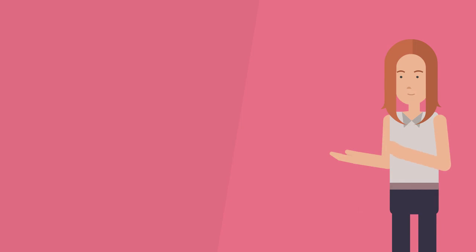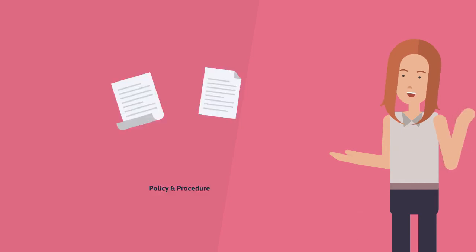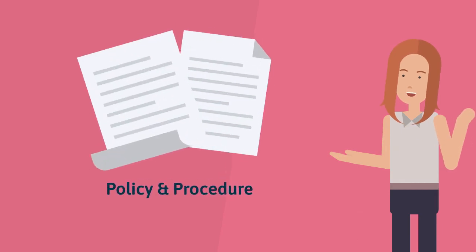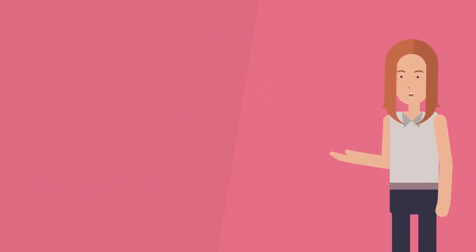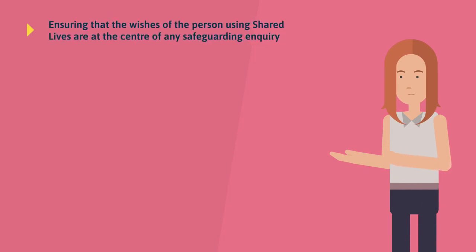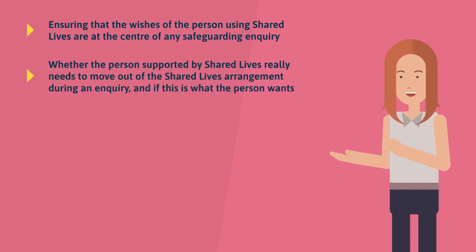During safeguarding incidents and investigations, the scheme will follow its own, as well as its local authority's, policies and procedures. During any safeguarding investigation, there are a number of considerations to take into account, which include ensuring that the wishes of the person using shared lives are at the center of any safeguarding inquiry. Whether the person supported by shared lives really needs to move out of the shared lives arrangement during an inquiry, and if this is what the person wants.